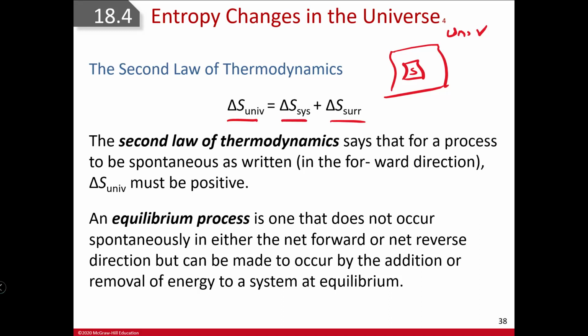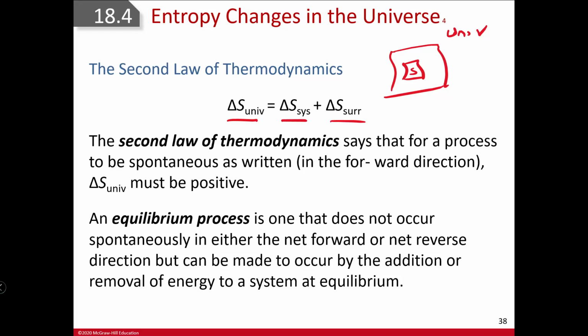So let's make sure we memorize the second law of thermodynamics, especially those of you thinking you're going into physics. It says that for a process to be spontaneous as written in the forward direction, the entropy change of the universe must be positive. All right, so the entropy change of the universe must be positive for this to go forward.